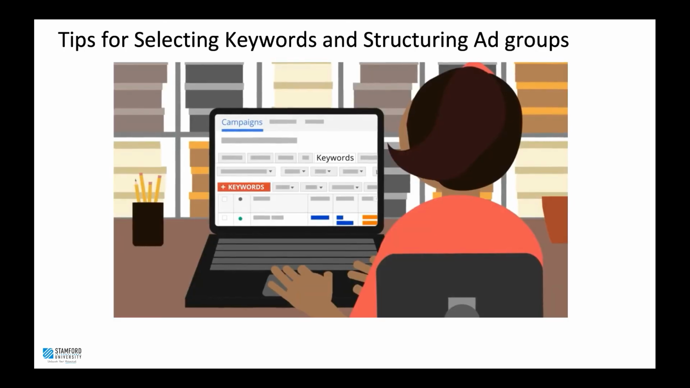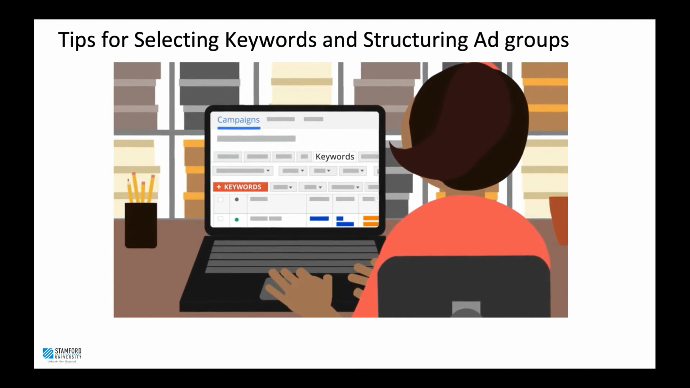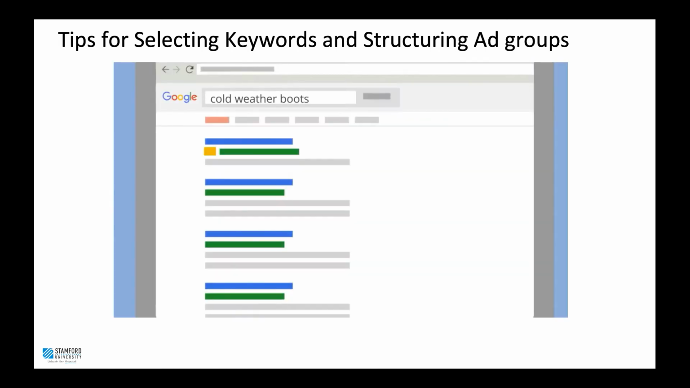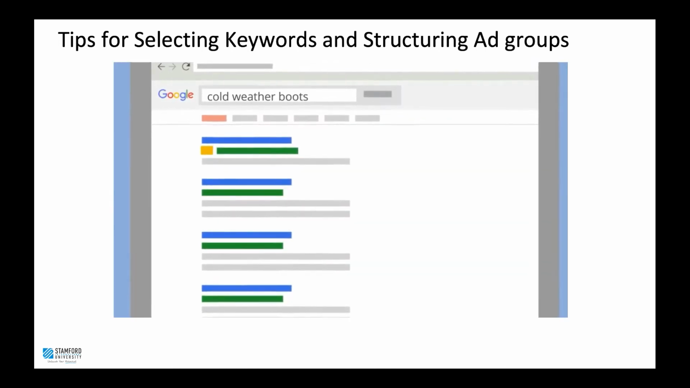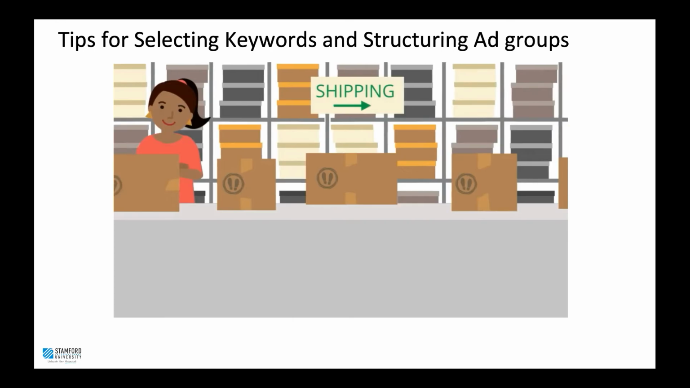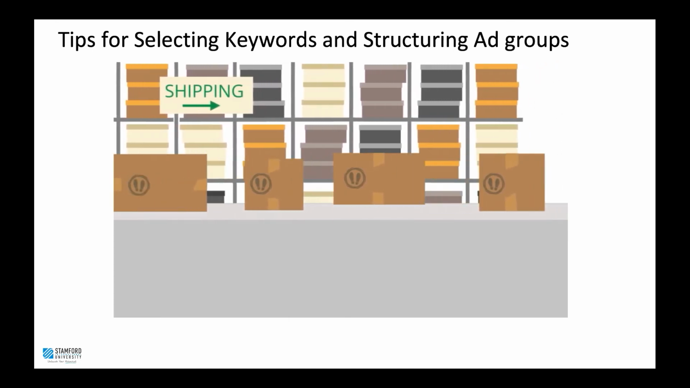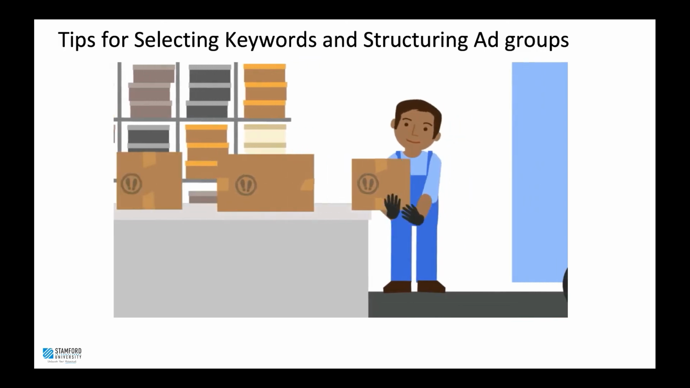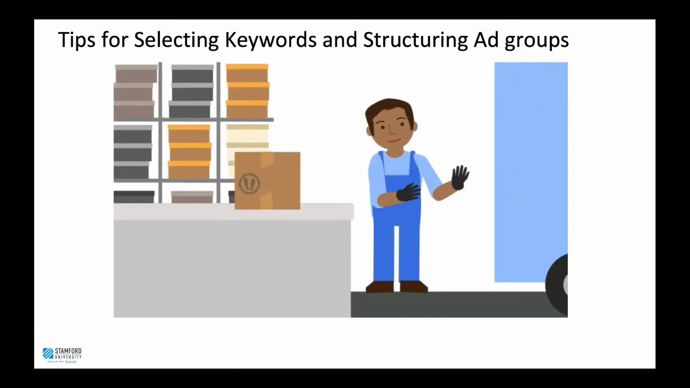Once Mary adds her keywords, she can check to see how they're performing in the Keywords tab. That way, she can increase her bids on keywords that perform well to help improve her ad's position and get her ad in front of more customers. By following these tips, Mary was able to increase her sales by getting her ads in front of the right customers who clicked on her ads and bought shoes from her site.